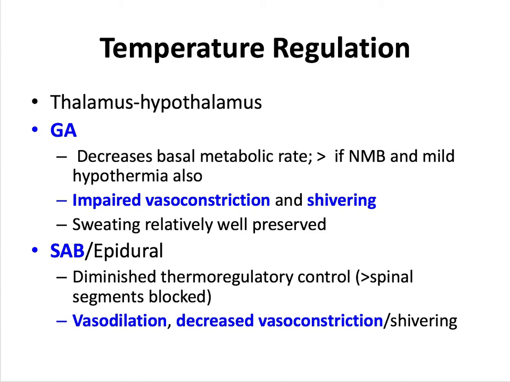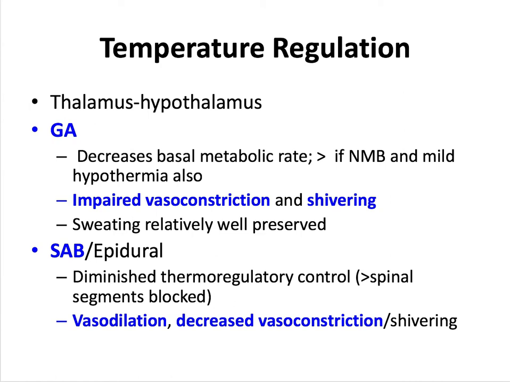How do we regulate our temperature? The thalamus and hypothalamus are critically involved in this, and our anesthetics tend to impair it. General anesthesia impairs our ability to vasoconstrict, as our volatile anesthetics are vasodilators, and also impairs shivering, a way that we can generate heat. If neuromuscular blockade is present, shivering can be totally blocked. Sweating, however, is relatively well preserved.